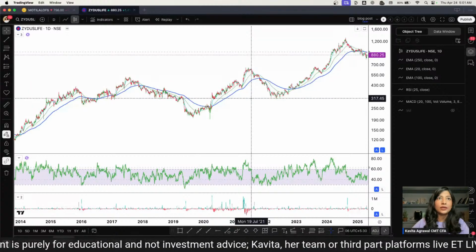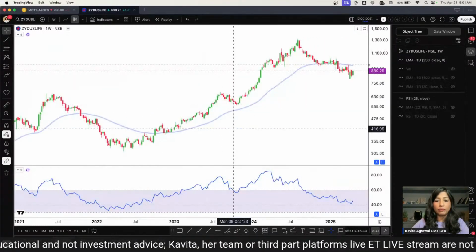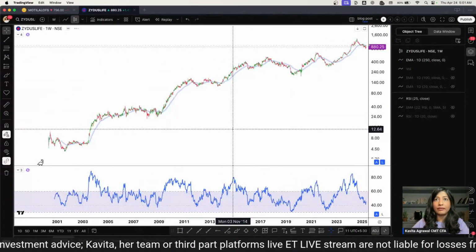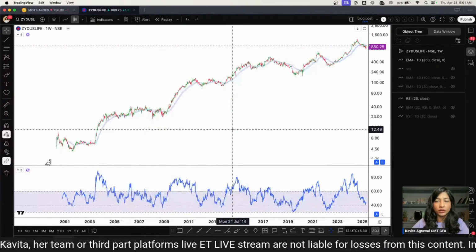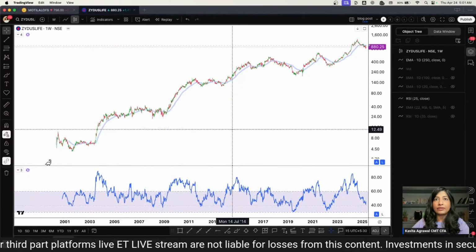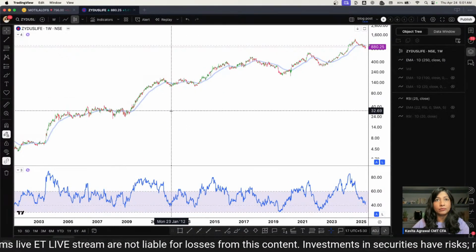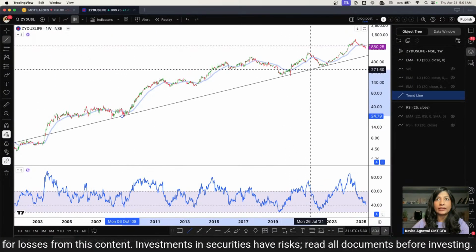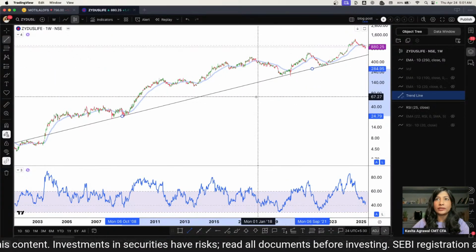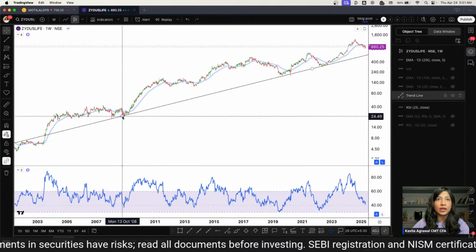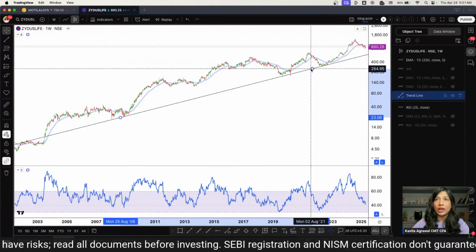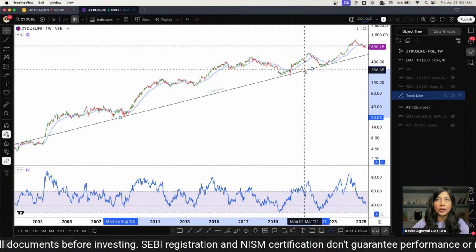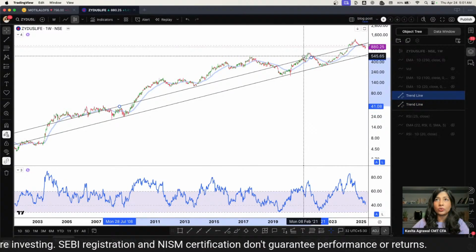So you're seeing the weekly time frame of Zydus Life right now, and from a very broad perspective, it's evident that the stock is in an underlying bull trend. Let's try to draw some trend lines here. So the first trend line I'm drawing is this, and this gives me a touchdown at these three support levels where the stock went into correction.